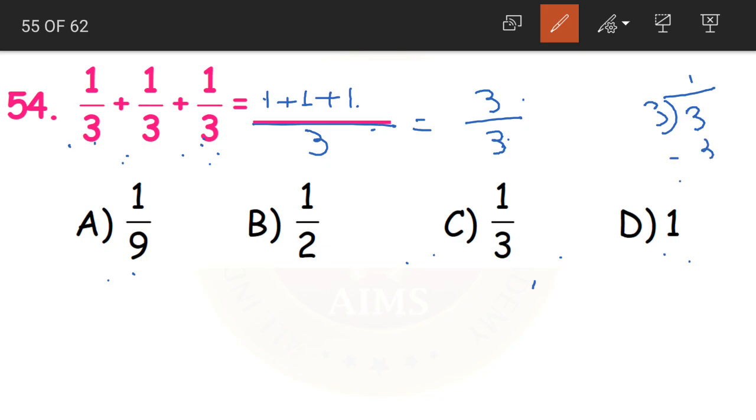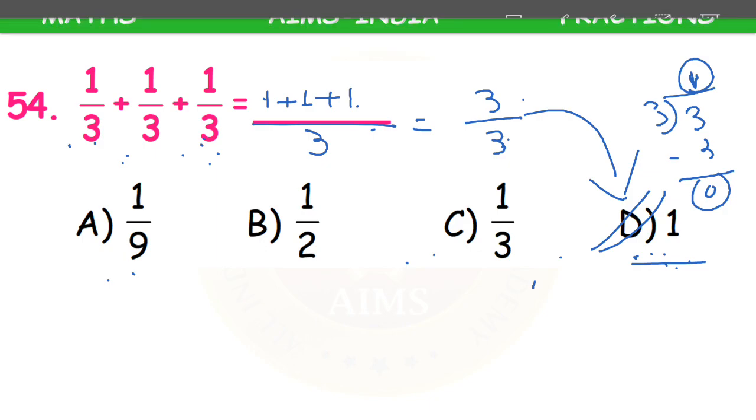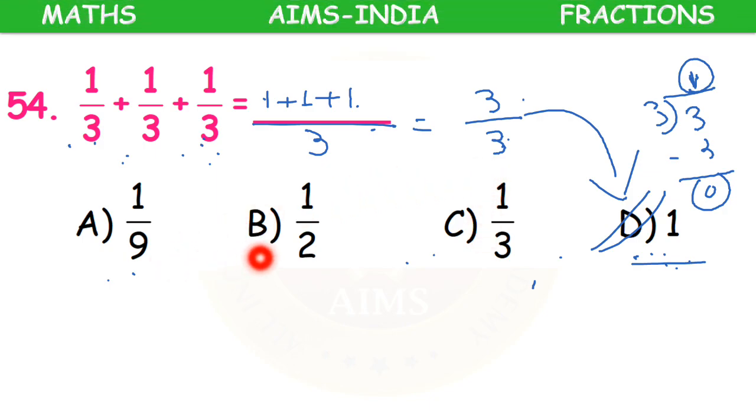We have 3 ones are 3 when we subtract. 0 is our remainder. Now what is the quotient here, children? 1 is our quotient. So 3 by 3 is nothing but our option D, 1. Understood? So if you do not find the answer, that does not mean that your answer is wrong. You just need to divide it or find the equivalent fraction of it.